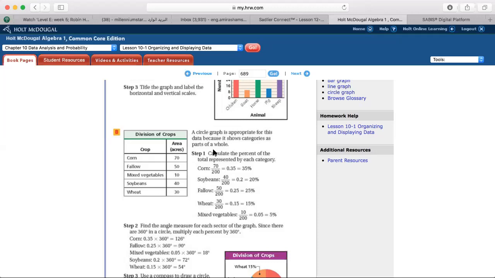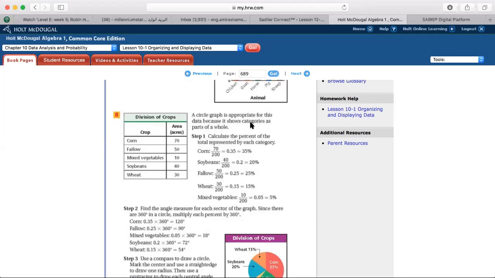The change of weather, the kinds of fruits, the favorite sport and so on, they are not categories. They are not parts of a whole. Change of weather during the whole year is not a part of a whole, right? But making a recipe and finding which part is bigger than the other is a part of a whole. So in example B, it is better to choose a circle graph, because a circle graph is appropriate for this data since it shows categories as parts of a whole.